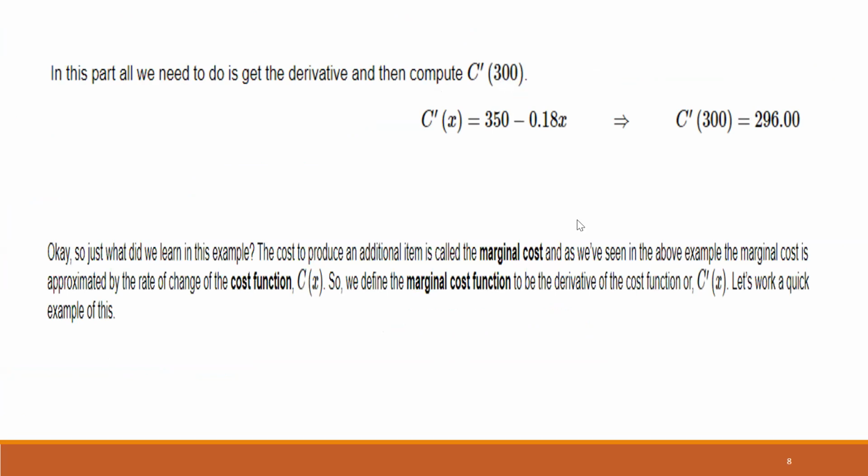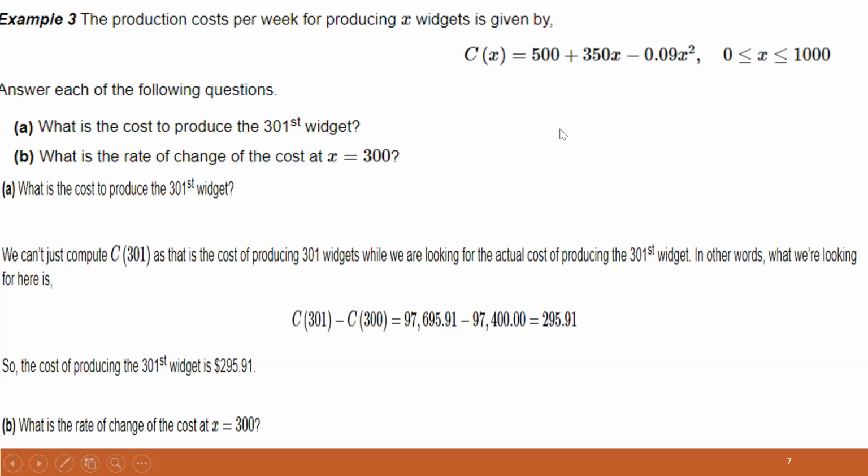So let's go back. Let's differentiate this. Class, work this one out for me. Take 5 minutes and work it out. You're going to differentiate this function, and then whatever you are left with, you're going to plug in x equal to 300. Find that first, and then plug in x equal to 300. Take 2 minutes and work it out.